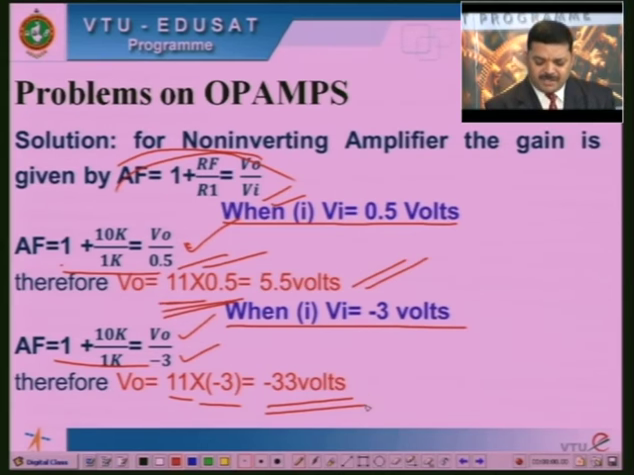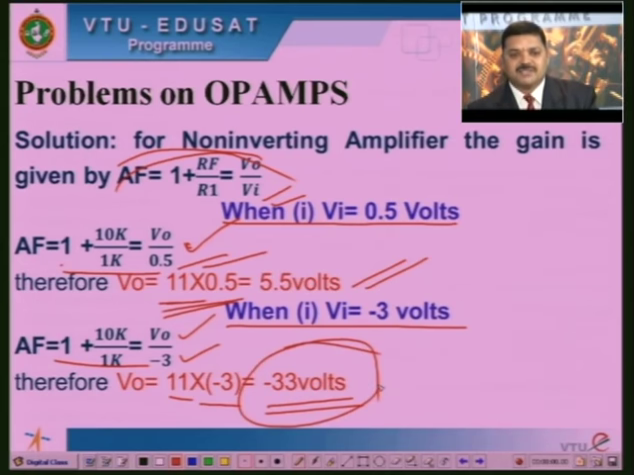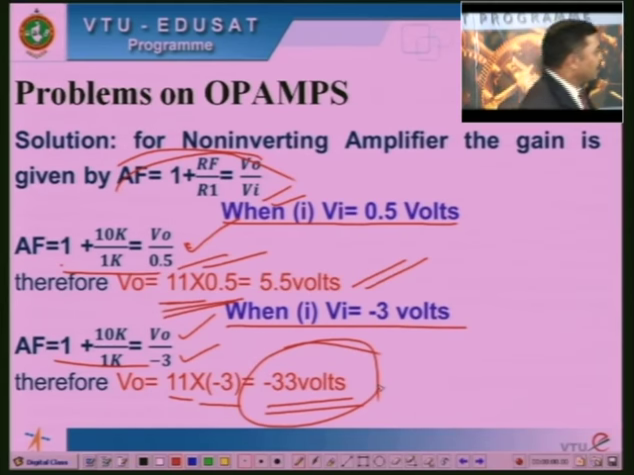So, what is the meaning of this here? He has mentioned the supply voltage in the problem as plus or minus 12 volts. Whenever the output voltage exceeds the supply voltage, there exists a clipping of the waveform. How exactly the clipping takes place, let us see on the board.